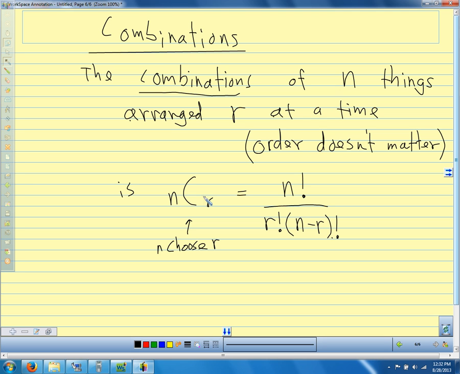So what's the only difference between combinations in our calculation and the permutations? So what is it? The order doesn't matter. And in terms of our formula, what's different? There's this R factorial. So we're dividing by another number. So there are fewer combinations.